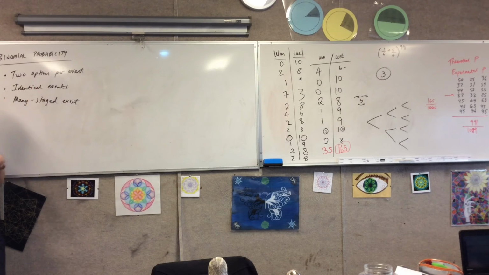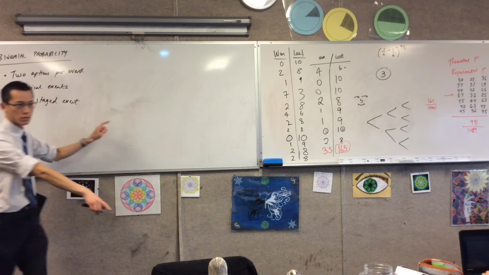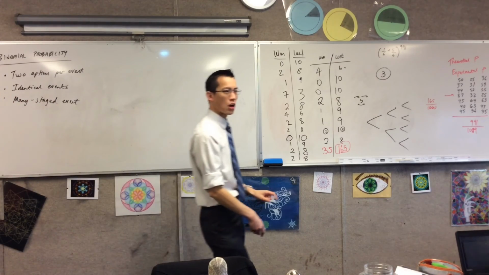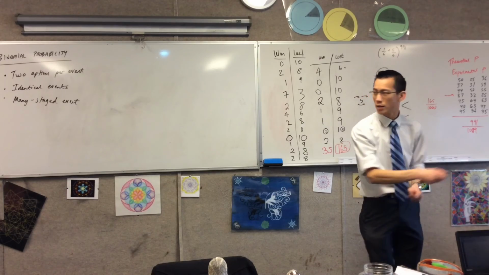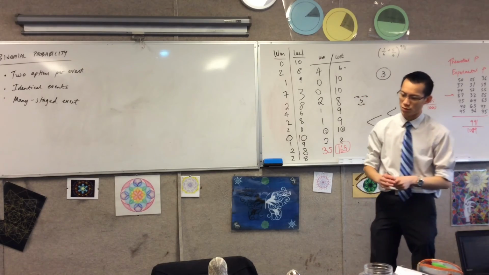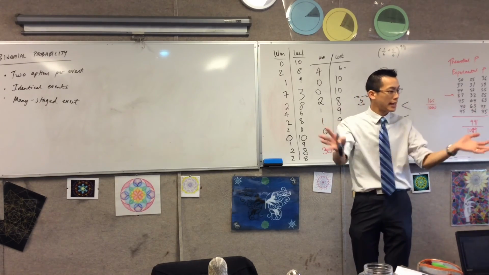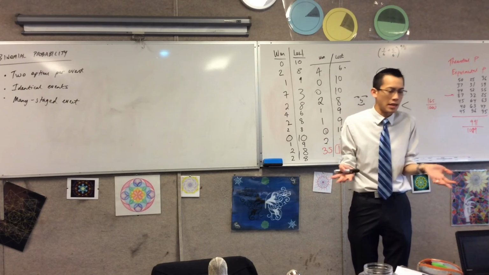Two options per event. Boy, girl. Identical events. What language? It didn't say identical. What was the language that told you? Independent from child to child. So that means every time you go again, which by the way is not strictly true, we're treating that as a whole new event, which is exactly the same as the previous one.